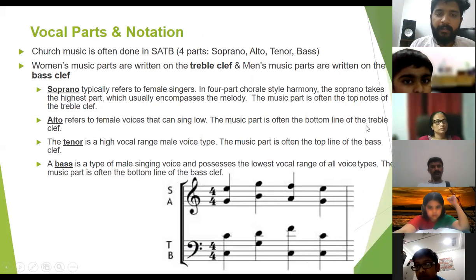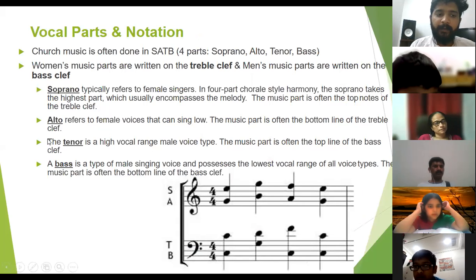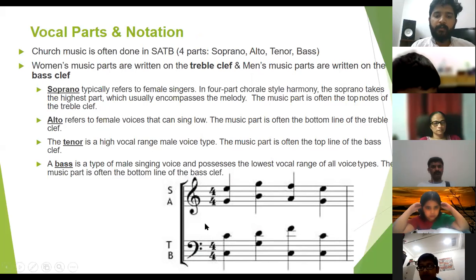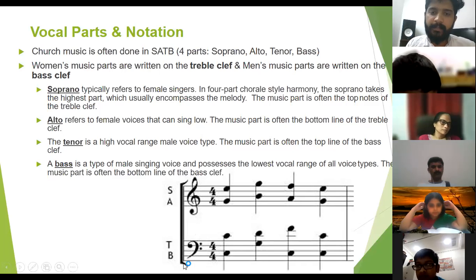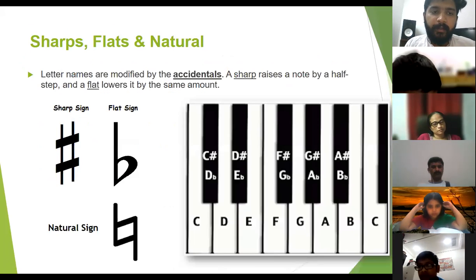And about singing in a choir, you have female voices, you have male voices. Female voice is divided into two, soprano and alto. Soprano is the top note, alto is the lower note. And tenor and bass: tenor is the top note, bass is the lower note. That is how we write music for singing. So treble clef and bass clef, we are going to learn bass clef also today, so you'll understand how things work there. Okay, let's go forward.